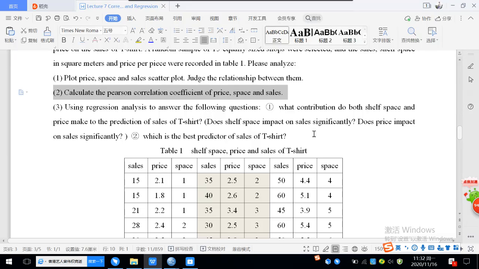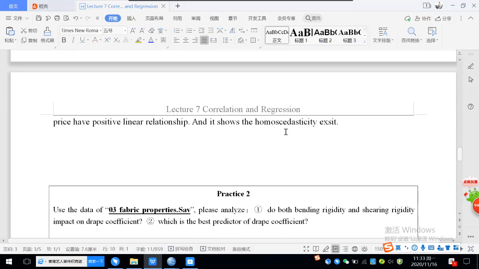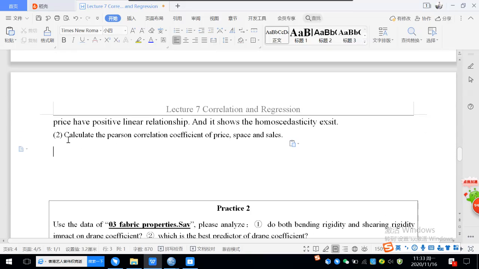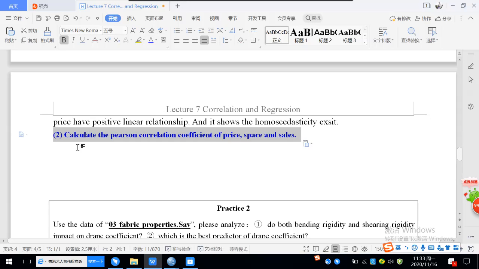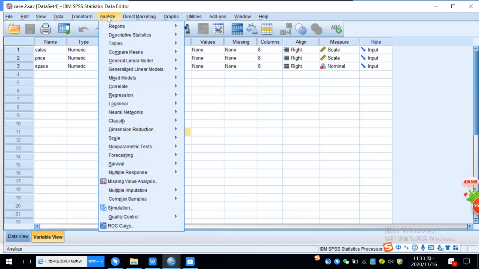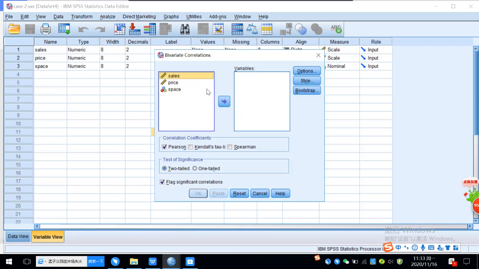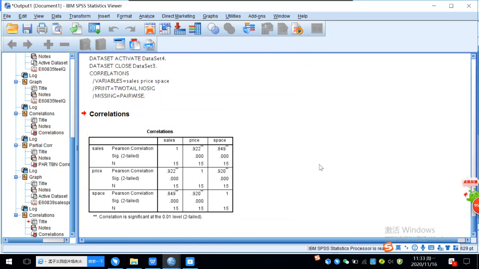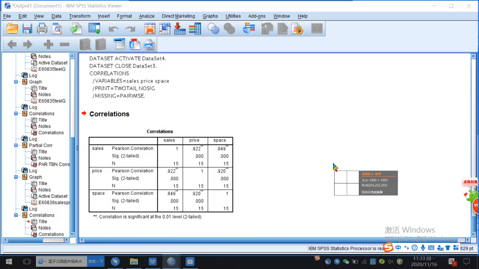Okay, then here's number 2. The question 2. Okay, then analyze here the correlate, bivariate correlation, sales, price, space. Okay, and the correlation coefficient is Pearson, right? Okay.